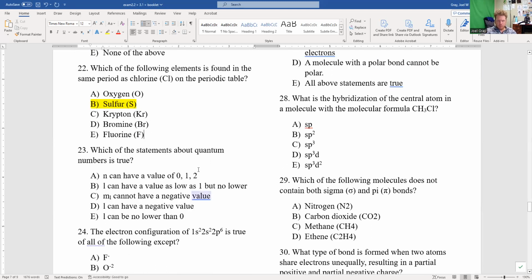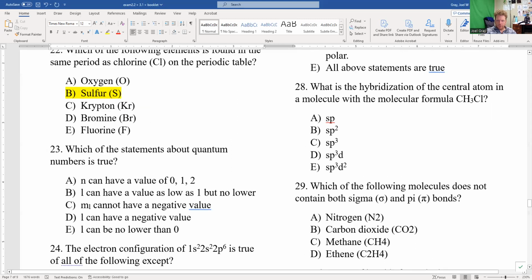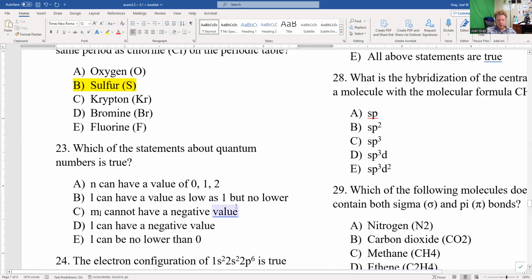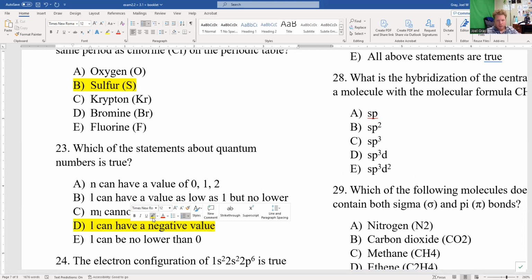Then L can have a value of 0, 1, 2, 3, 4. M sub L can be negative L all the way up to positive L. So the best answer there is answer option D. L can have a negative value. So question number 23 is D.